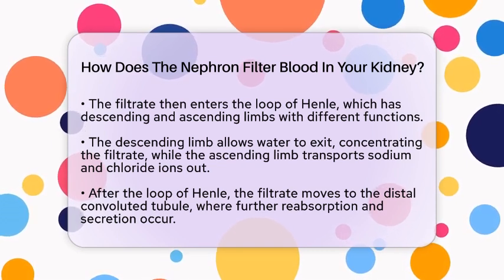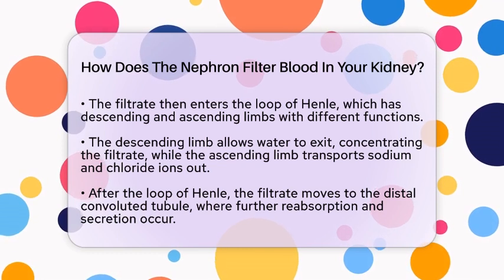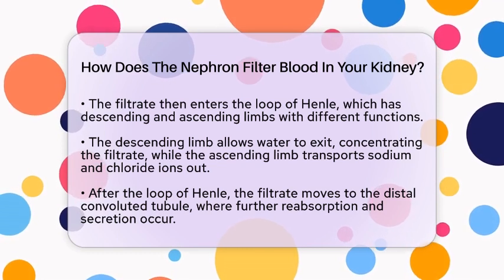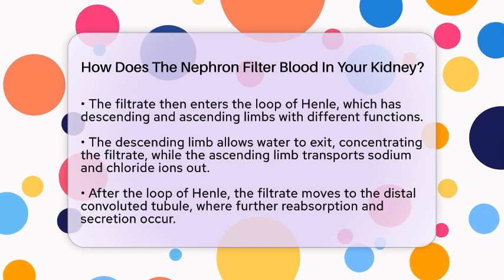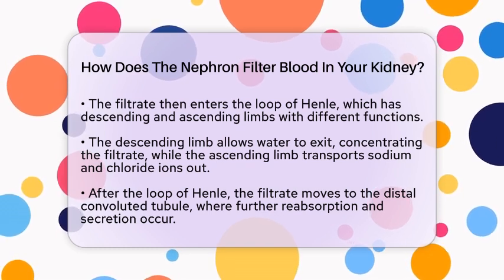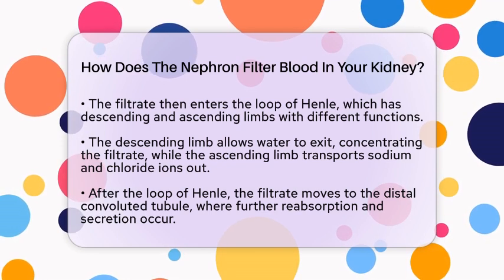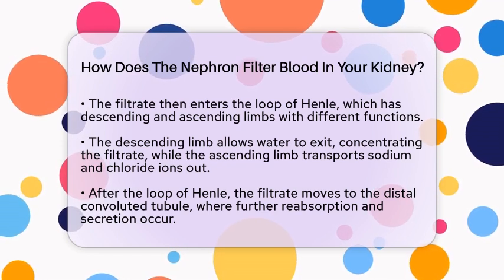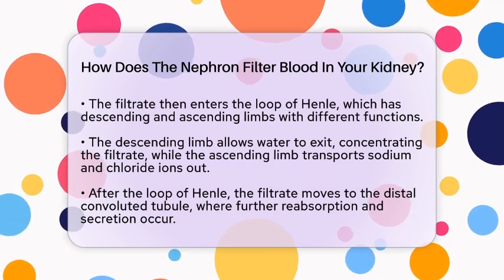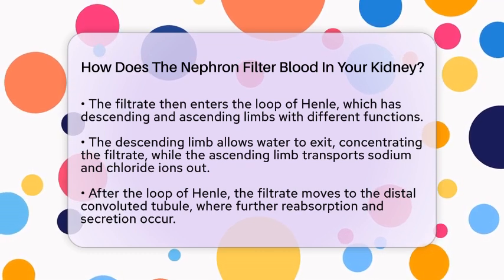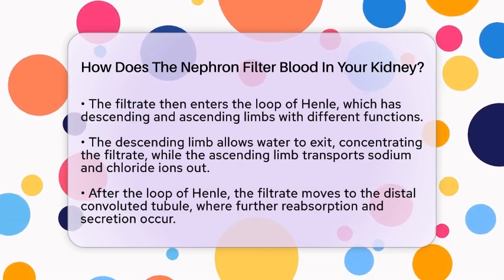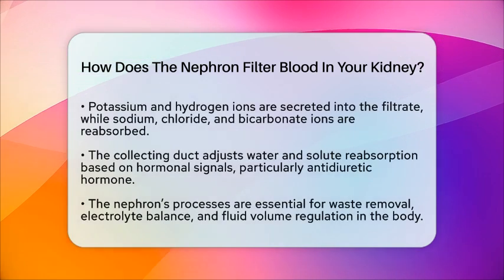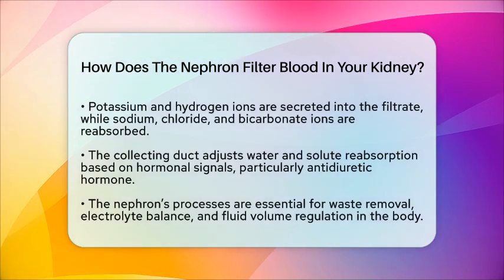After the loop of Henle, the filtrate enters the distal convoluted tubule. This section fine-tunes the reabsorption and secretion processes to maintain electrolyte and acid-base balance. Here, potassium and hydrogen ions are secreted into the filtrate, while sodium, chloride, and bicarbonate ions are reabsorbed back into the blood to help keep everything in balance.